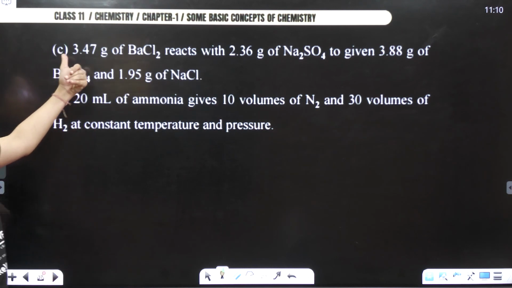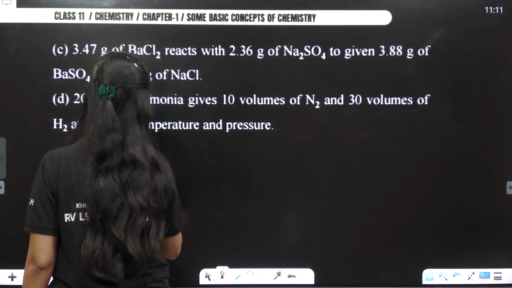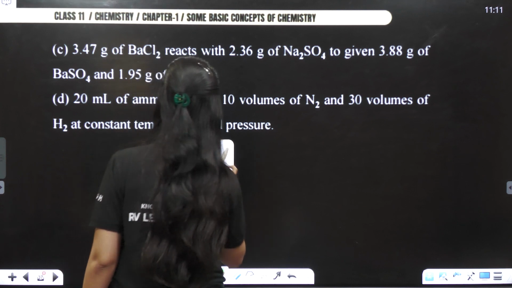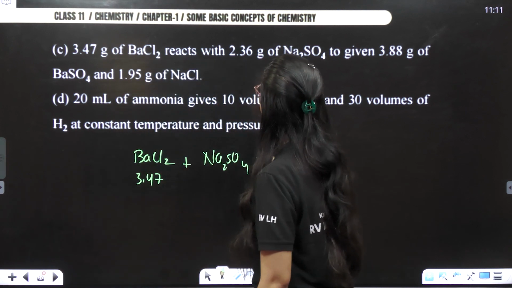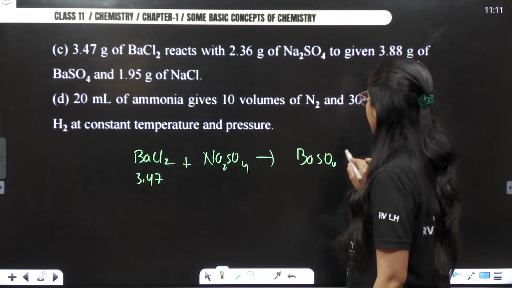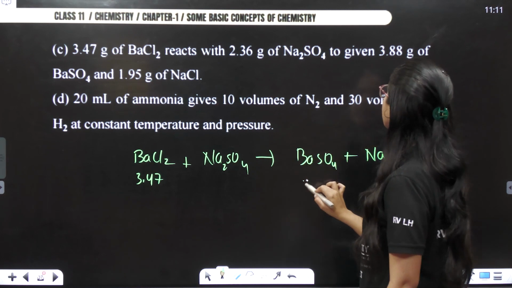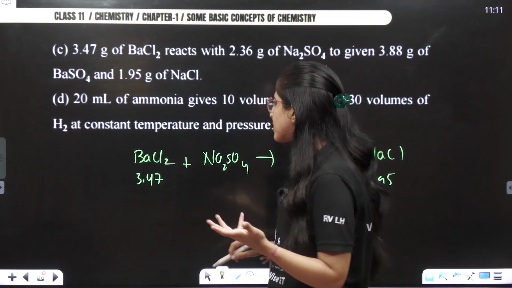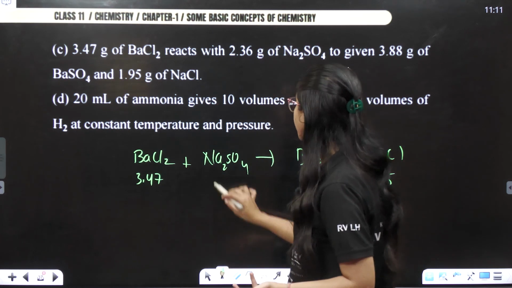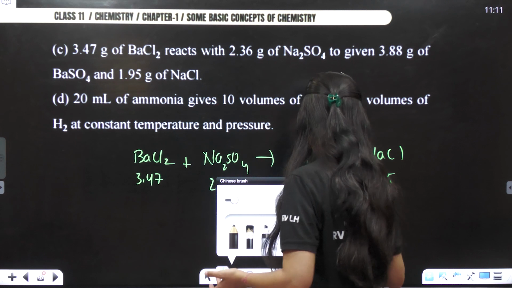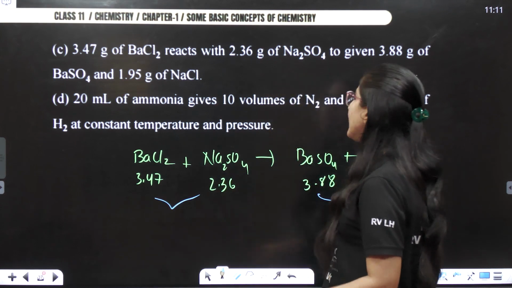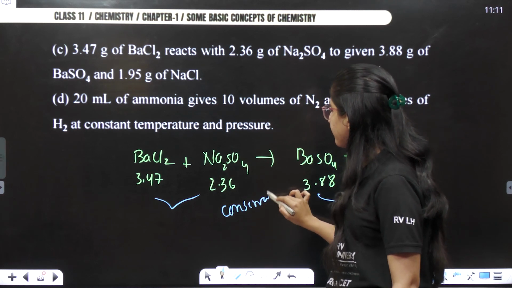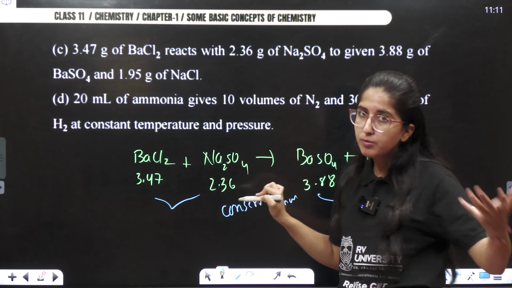Next is 3.47 grams of barium chloride. 3.47 grams will combine with 2.6 gram of Na2SO4 to give barium sulfate and sodium chloride. Correct? How many grams here? 3.88 and 1.95. So if you clearly see, this is a reaction and they have given the masses. Now if you take these masses and add them, it will give the same value. So it is the law of conservation of mass.